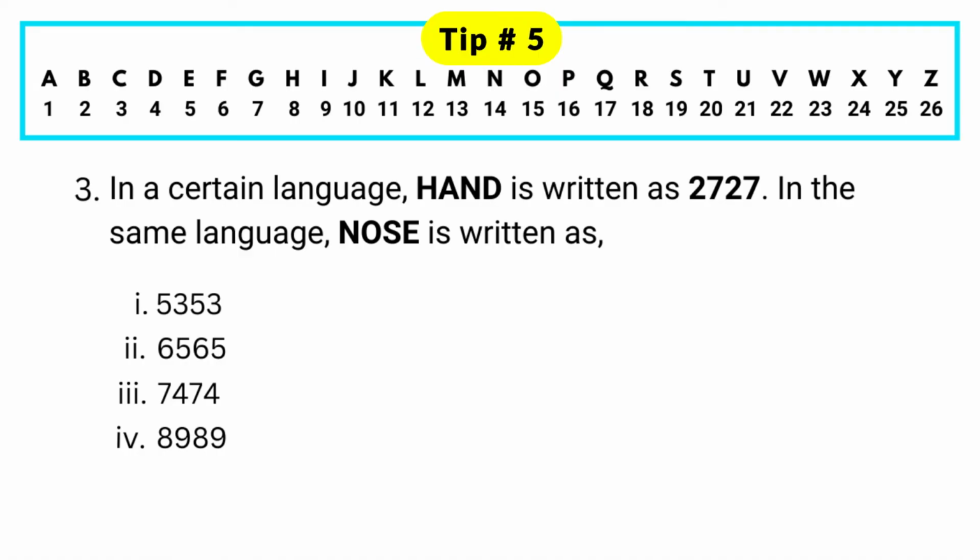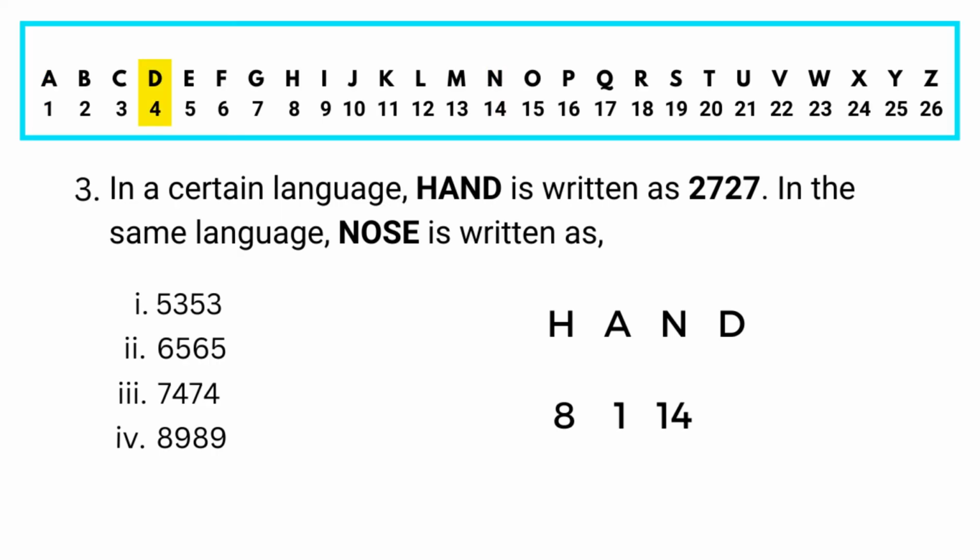Now let's go back to our problem. Let's find the position of each letter in the word hand. The position of H is 8. The position of A is 1. N is 14 and D is 4. Now let's add all those positions. 8 plus 1 plus 14 plus 4 equals 27.